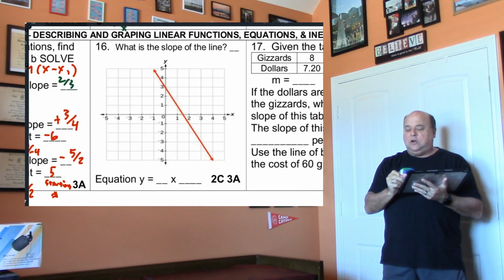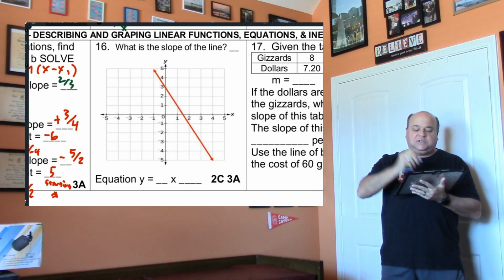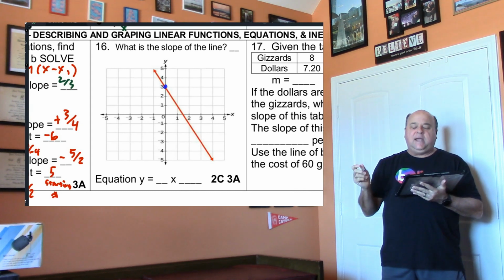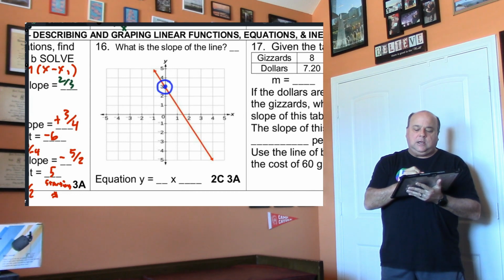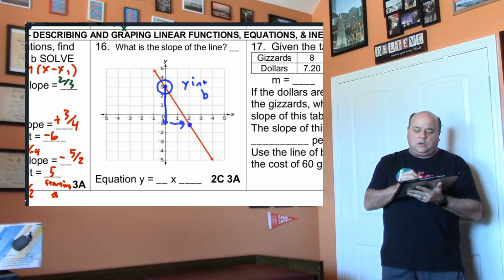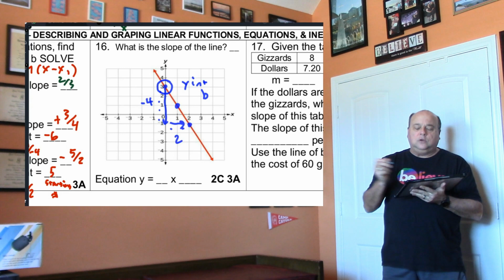Number 16. This is important. That's your y-intercept, okay? Which is your b. The slope, the next one, is right here. So our slope goes down and it goes over. It goes down 1, 2, 3, 4. It goes down 4 and over 2. It also goes through here.